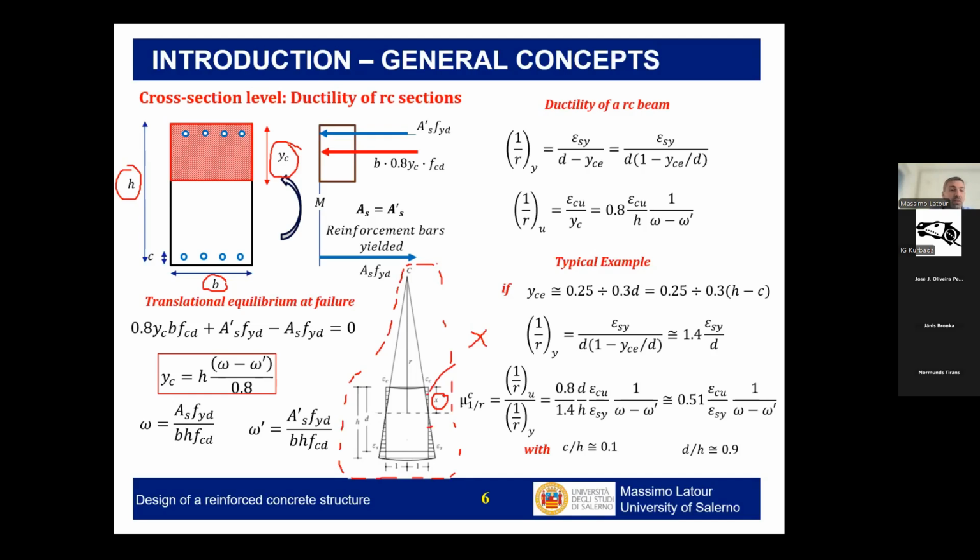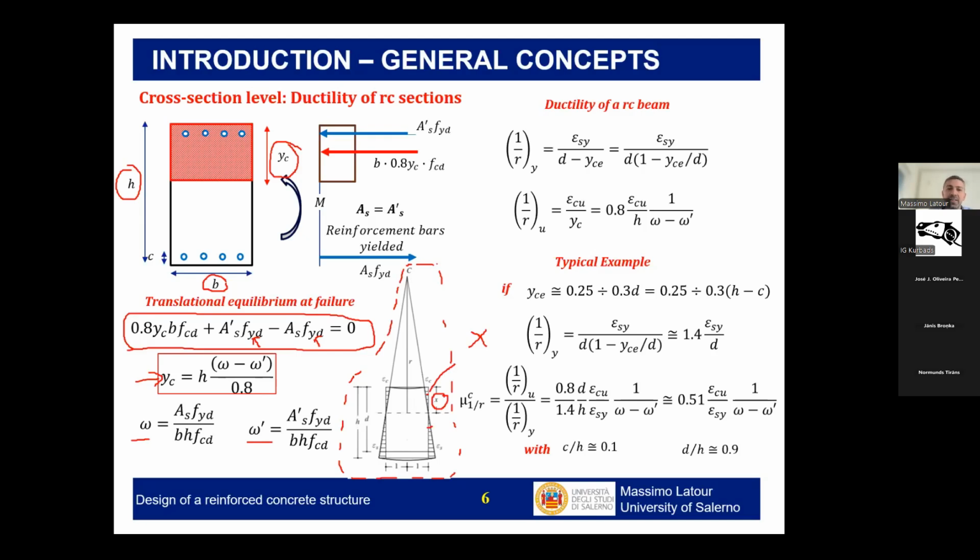Let's look again at this cross-section. Let's assume that we are making a translational equilibrium in the failure condition with the bars both yielded in the compressive and tensile area. This will be the expression of the neutral axis, y_c, as called in this slide. Let's introduce these non-dimensional parameters, omega and omega prime, which are the tensile strength of the bars in the compressive or tensile region divided by the compressive strength of the whole cross-section.